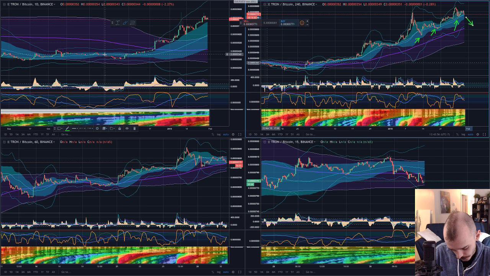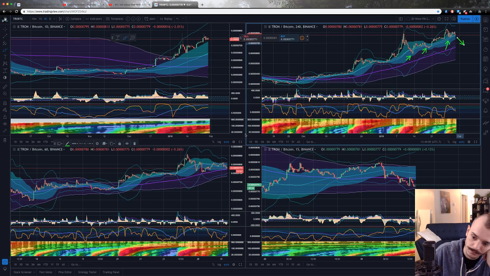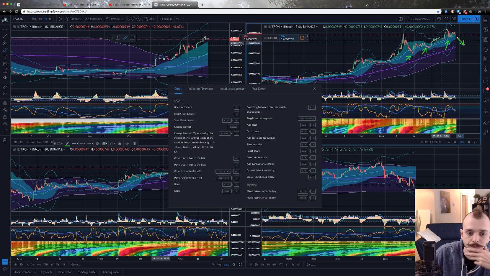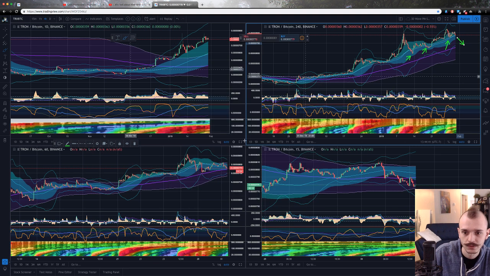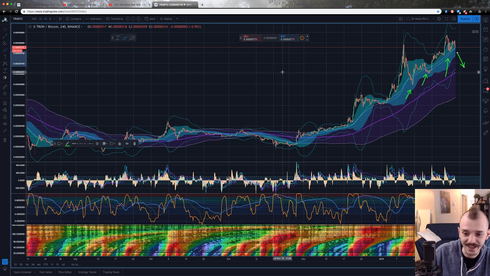Ooh, the little eye in a circle icon in the bottom right has the keyboard shortcuts. Let's check it out. This guy right here. Alt R, that's interesting. Switching between charts and multi-chart layout. Oh, I want to try that. Yeah, it is not happy with that. But it works.